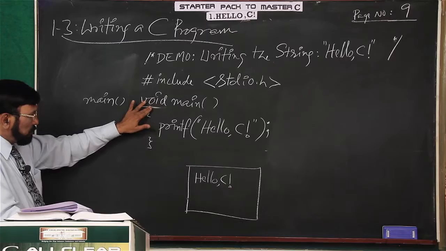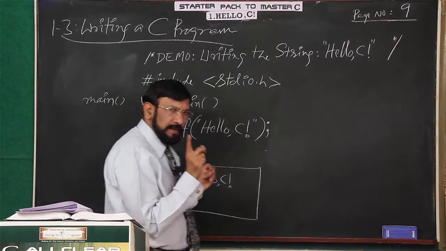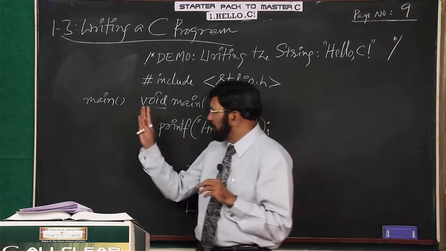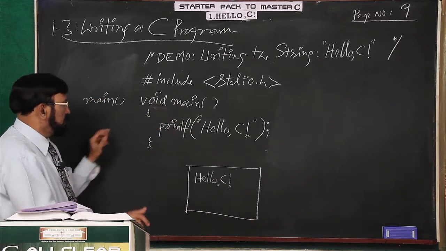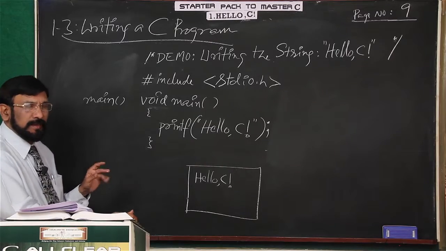If you don't write void before main, you get a warning stating that every function should return a value. That's why you write void main. Along with the main, you write a qualifier, a prefix. Void main you write. Okay.